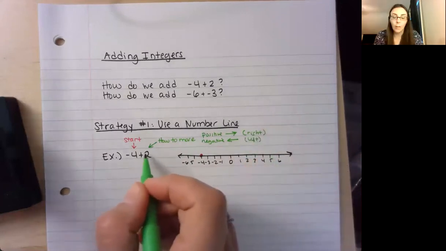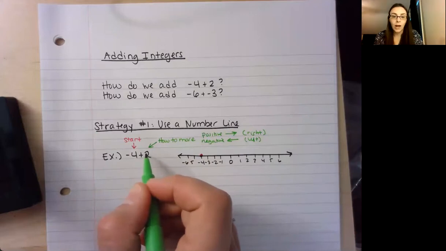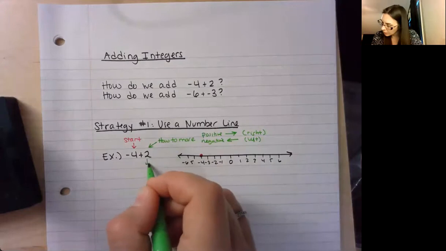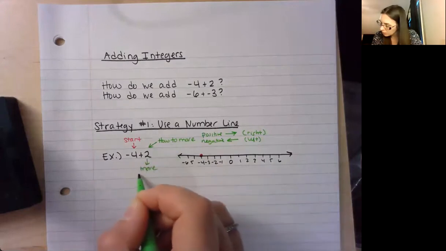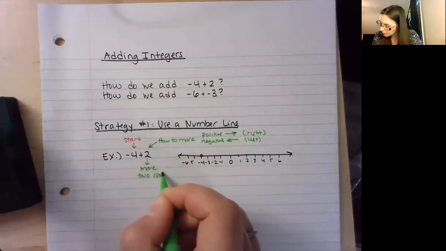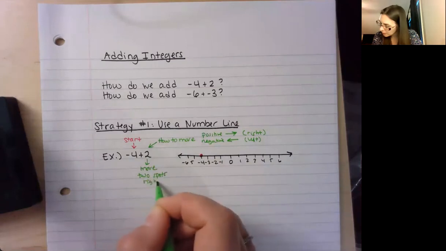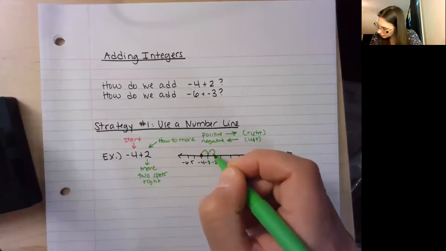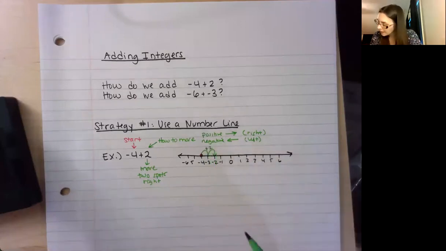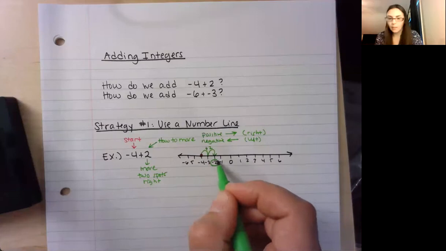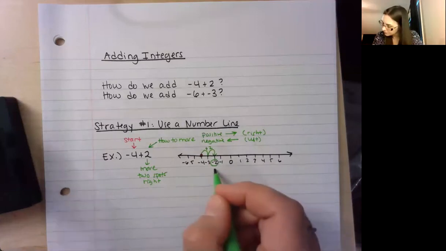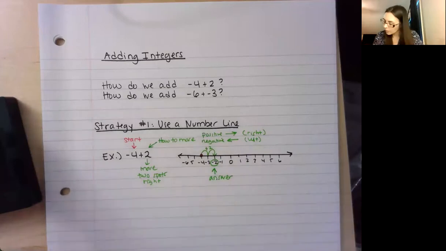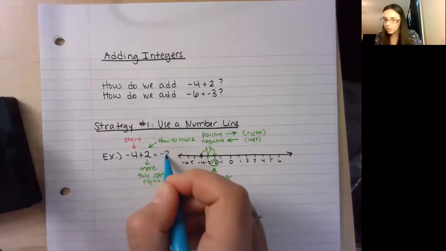So here I have a +2. So positive means to the right. So I'm going to move 2 units right. So in this case, I'm going to move 2 spots right. Okay, so I take my starting value, I'm going to move 1, 2, +2 to the right. And wherever I land, that is my answer. So my answer here then is -2.